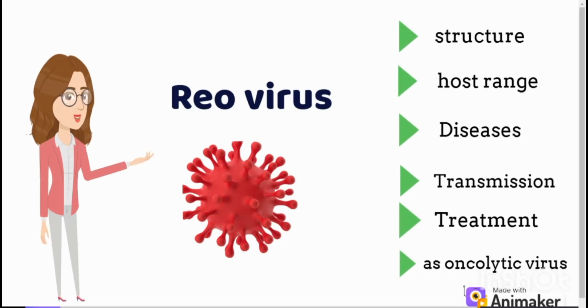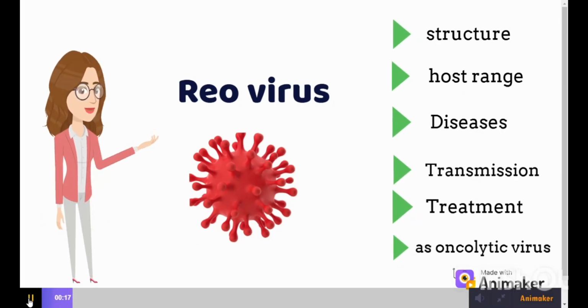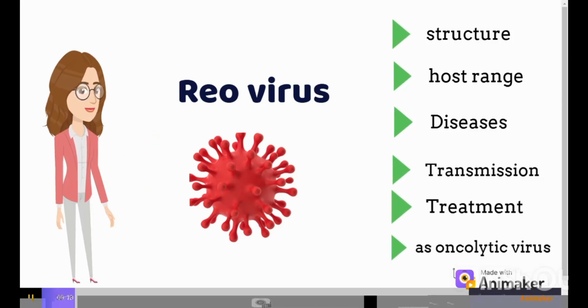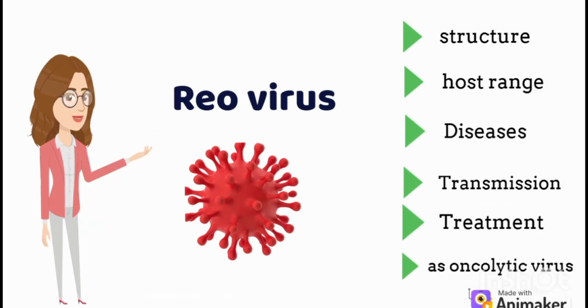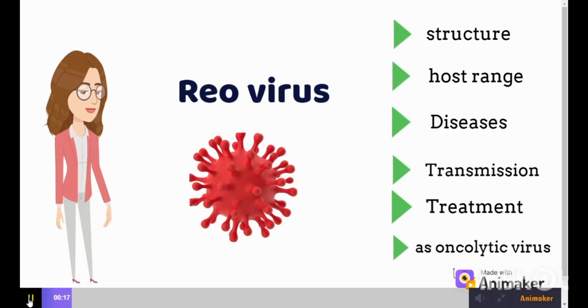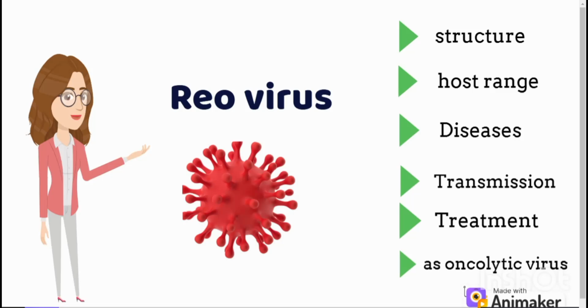Reovirus. Reo is an acronym for respiratory enteric orphan. It is named so because when the virus was discovered, it was isolated from respiratory and enteric tracts. As it was not associated with any disease, it was named orphan. So completely named as respiratory enteric orphan.